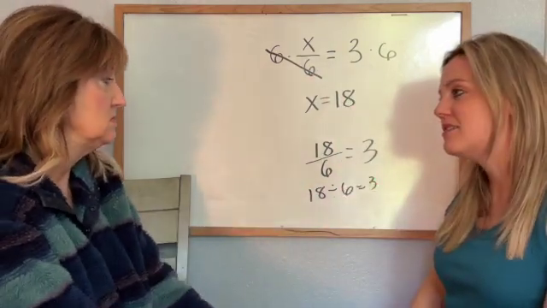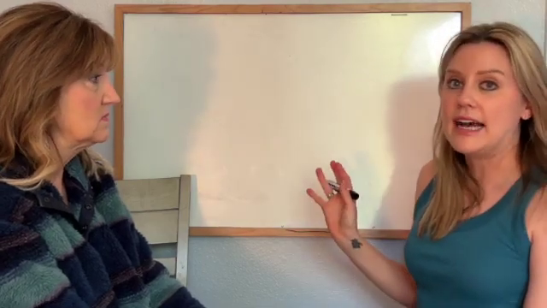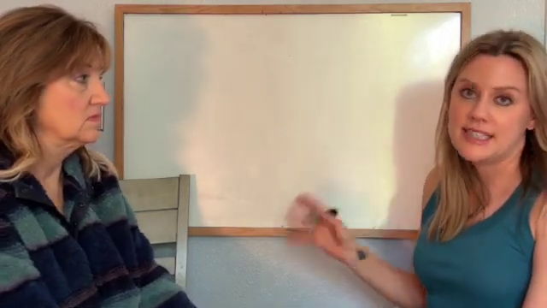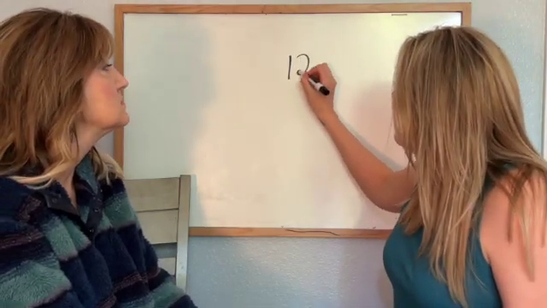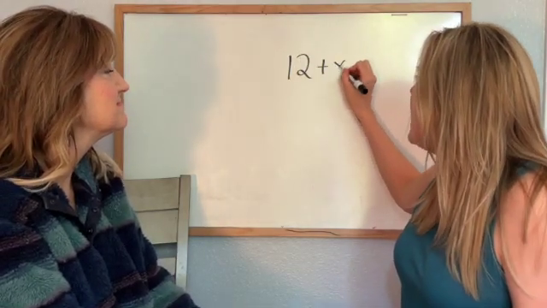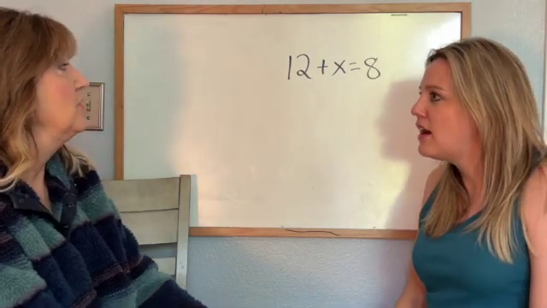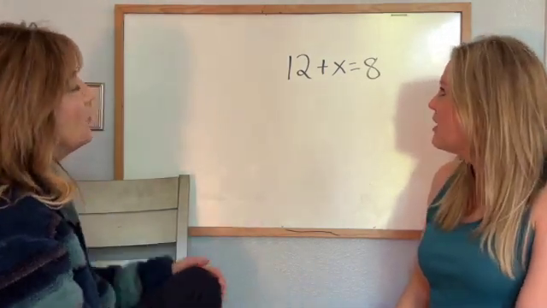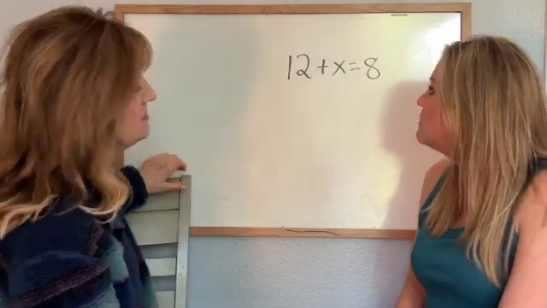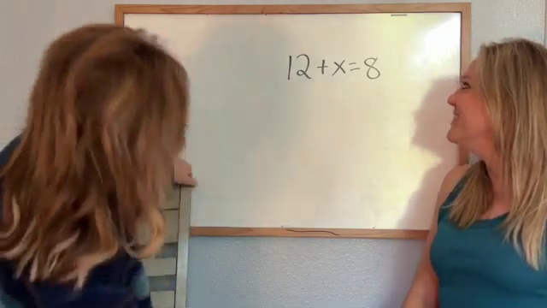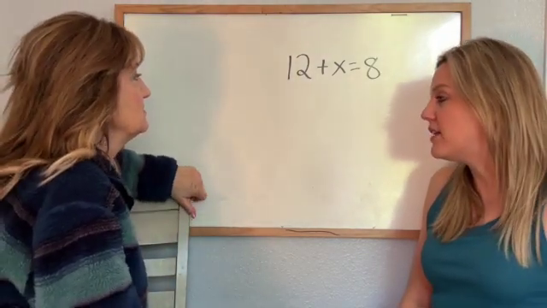I know. Okay, yeah, we're going to try 2 more. Okay, the last ones we have are addition and subtraction. So let's pretend we have 12 plus x equals 8. Okay. So what do you think? Well, I have to get rid of something. Maybe I need to get rid of the 12. Yeah. So how do we get rid of it?